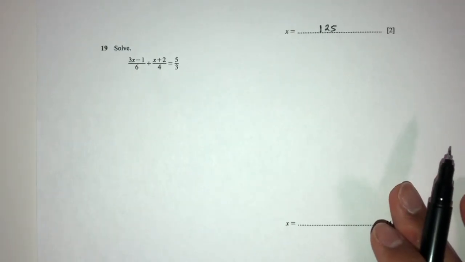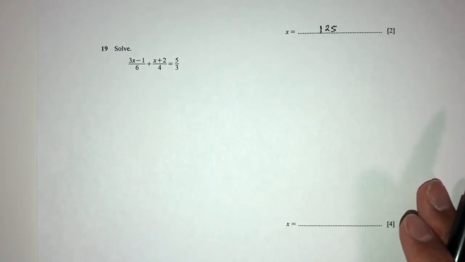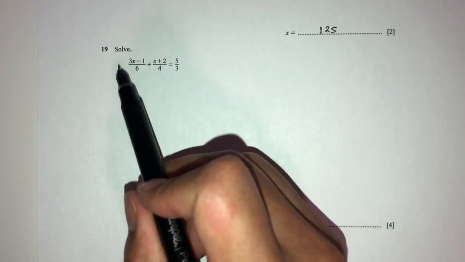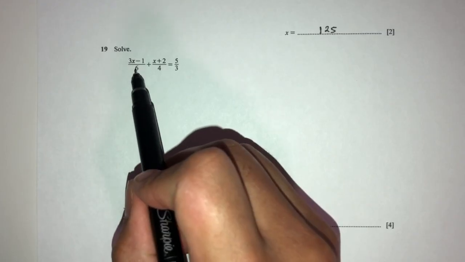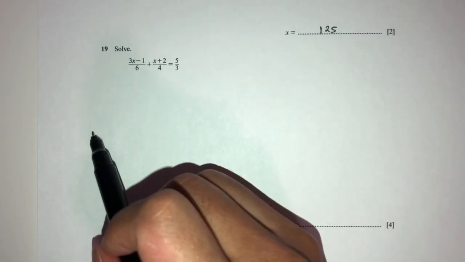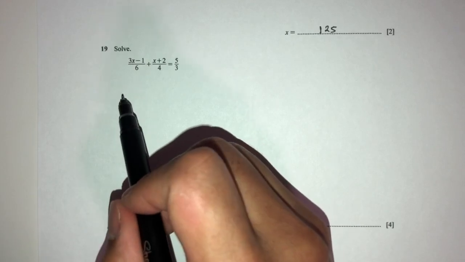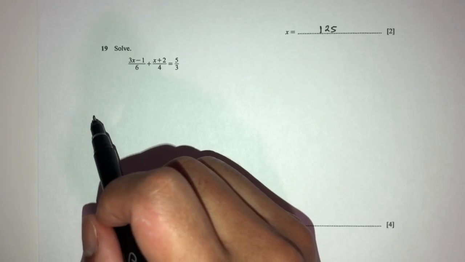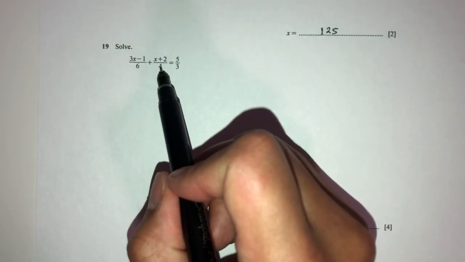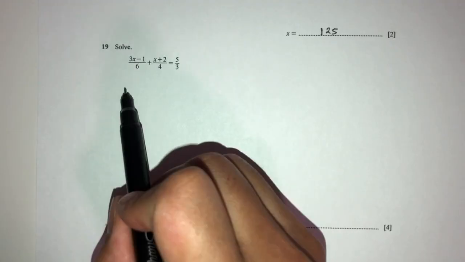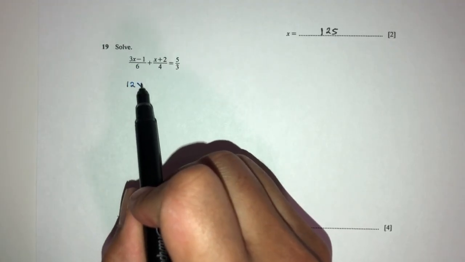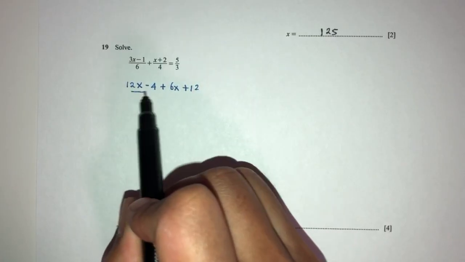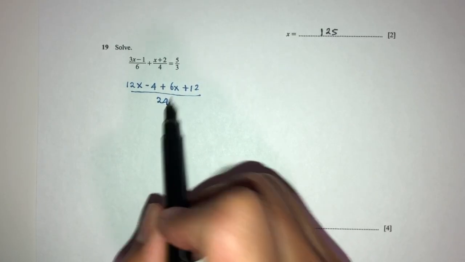Let's move on to question number 19. Here we have to solve this one. So how can we solve this question? Let's see. Step by step, let's first try to simplify the left hand side. First thing first, the base is different, so let's change that. A common denominator here could be 12, but again, let's make it easy for everyone. We will just cross multiply and multiply them by each other. You will have 4 times this will be 12x minus 4 plus 6x plus 12, and multiply them by each other, you will have 24.